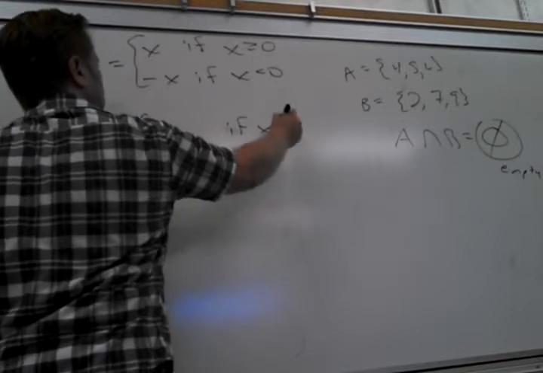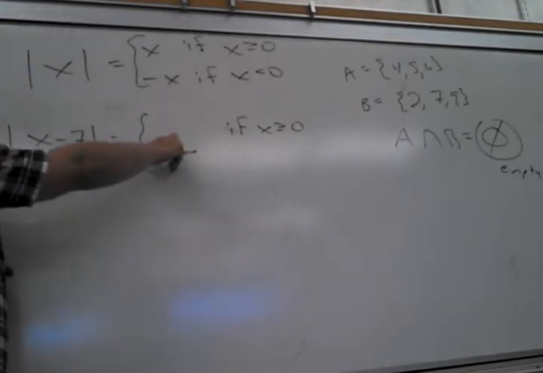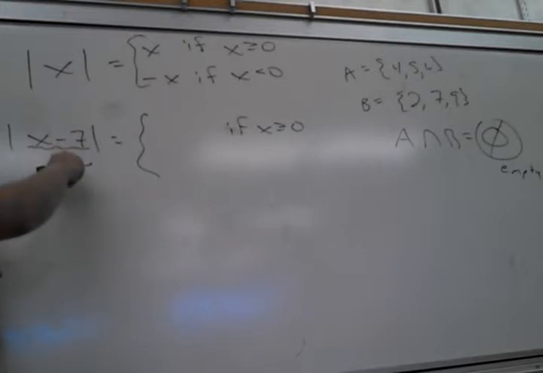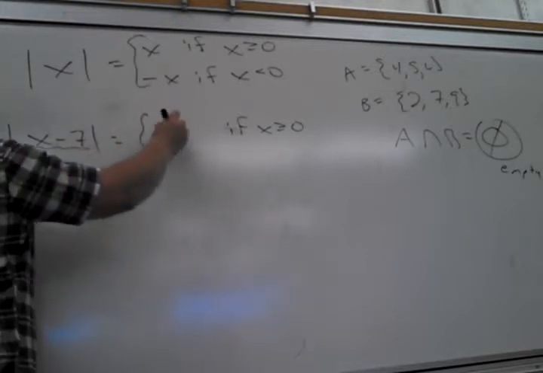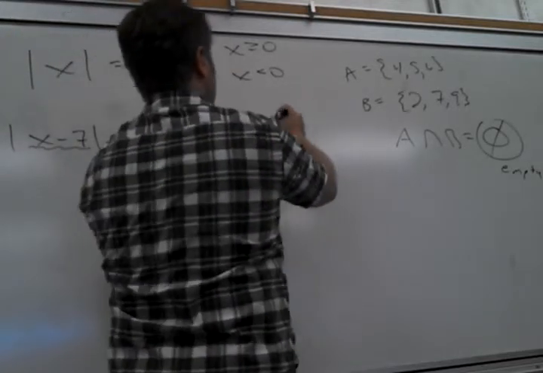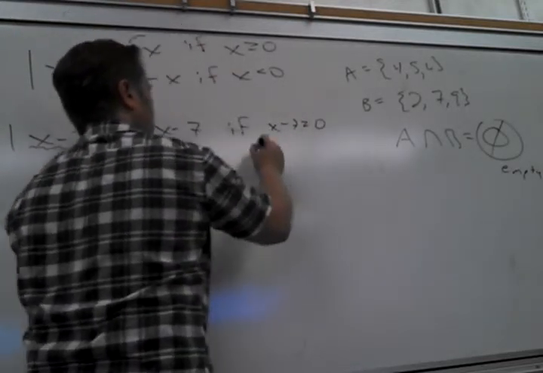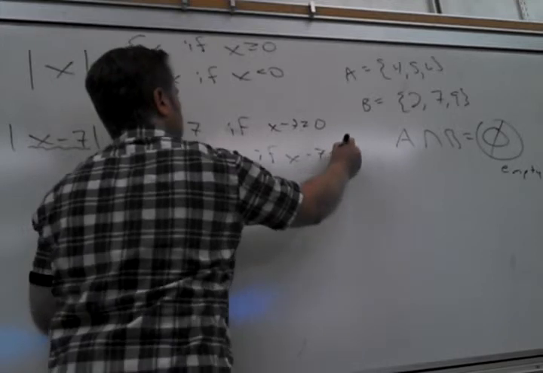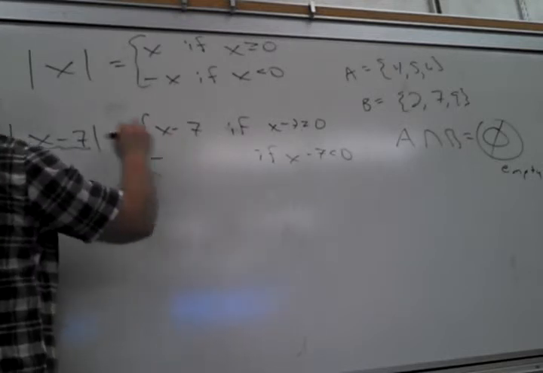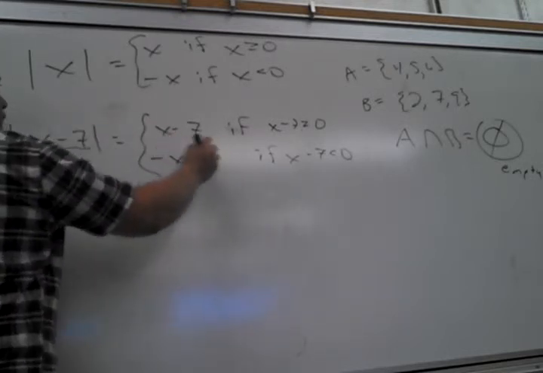If x minus 7 is at least 0, what is it? Positive. What would the absolute value do to this? Nothing. I'm sorry, not if x is greater, if x minus 7 is greater than or equal to 0. What if x minus 7 is less than 0? What if that's a negative number inside? Negative x plus 7. Beautiful. It would change the sign totally. This would be negative x plus 7.